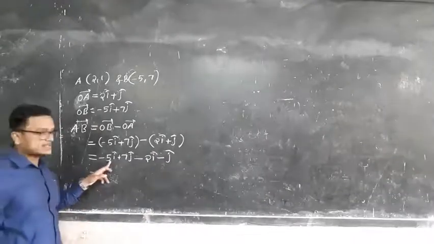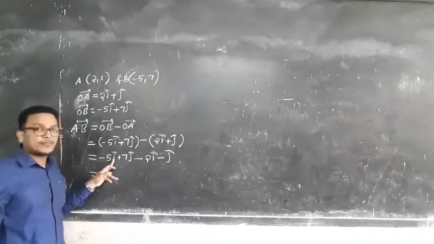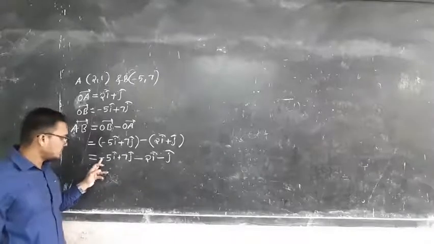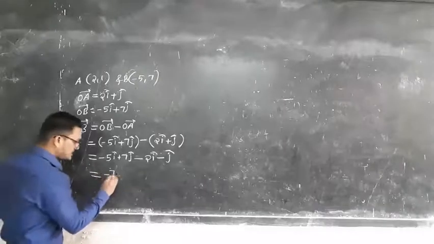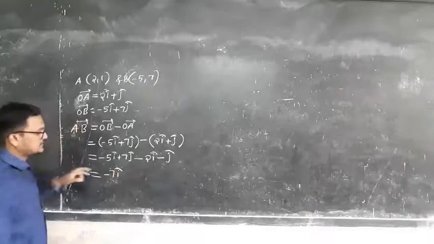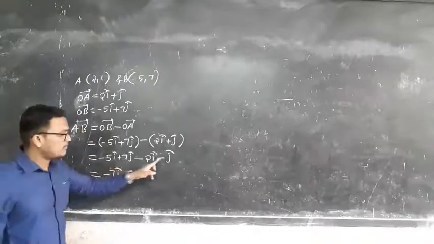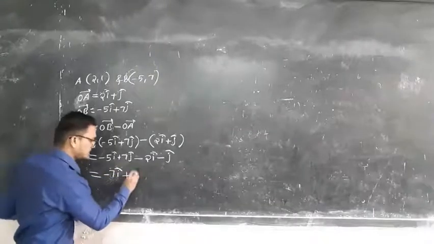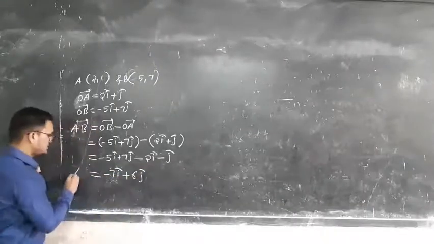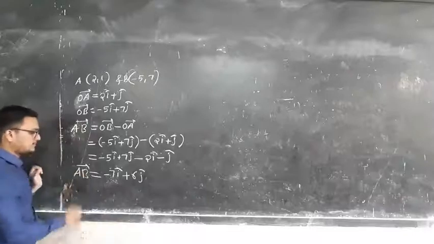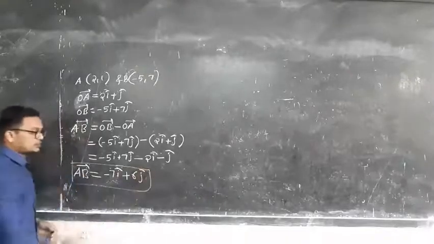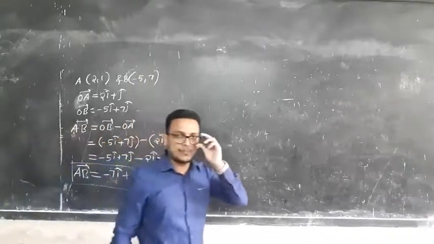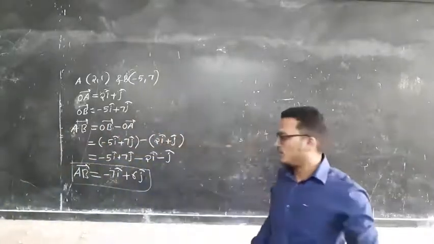Now you have to do the subtraction or addition. First subtract or add the i component. Here it is minus 5i minus 2i, which is minus 7i. Next, plus 7j minus 1j, so it is plus 6j. So this is your vector AB. And from this you have to write the scalar components and vector components.